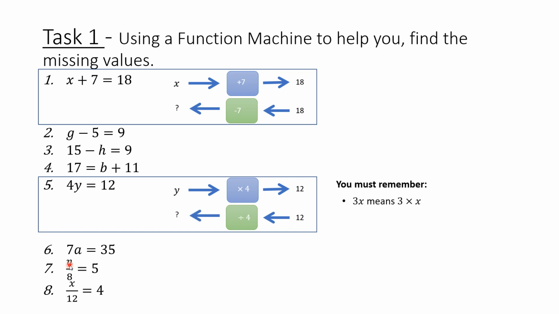And this is something you must remember, that when you have a digit and an unknown variable, it means, for example, 3x means 3 times x, and x over 3 means x divided by 3. Remember, it's the top divided by the bottom. So pause this video and have a go at these 8 questions. Remember to draw out your function machines as you're going along for each one.